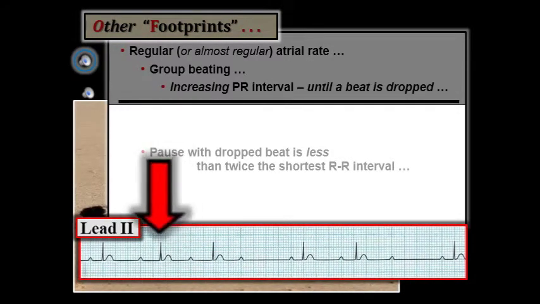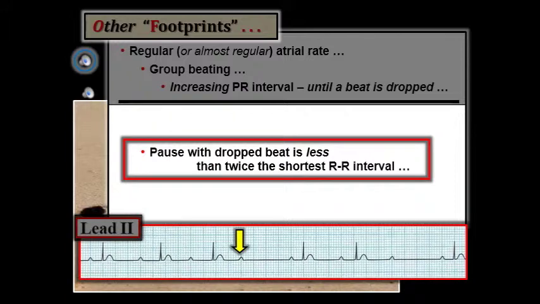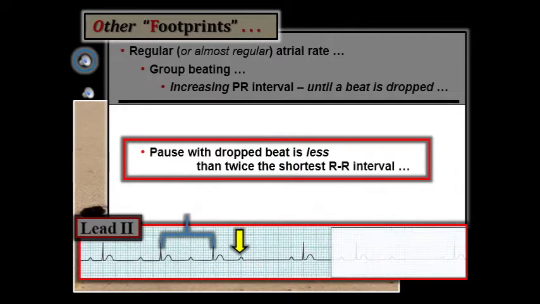Note the progressively increasing PR interval, red arrow to blue arrow to green arrow, until a beat is dropped, yellow arrow. So this rhythm clearly is AV Wenckebach. So we look to see if the pause containing the drop beat is less than twice the shortest R2R interval. This is the shortest R2R interval. Note that the pause containing the drop beat is clearly less than twice the shortest R2R interval, so that this example of Mobitz 1 exhibits typical Wenckebach periodicity. Pearl, that is beyond the core.